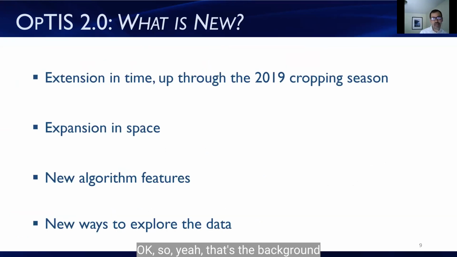Okay, so that's the background on the technology, and for many of you, that's a review. So what's new here in the release? I think there are 4 new aspects to the release, and we're extending in time up through 2019 cropping season. We're expanding in space. We've got a few tweaks to the algorithm that I'll mention, and then we've got new ways to explore the data. Next slide, please.